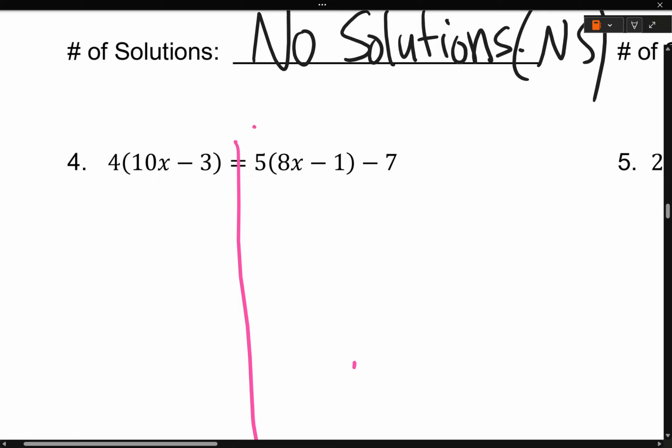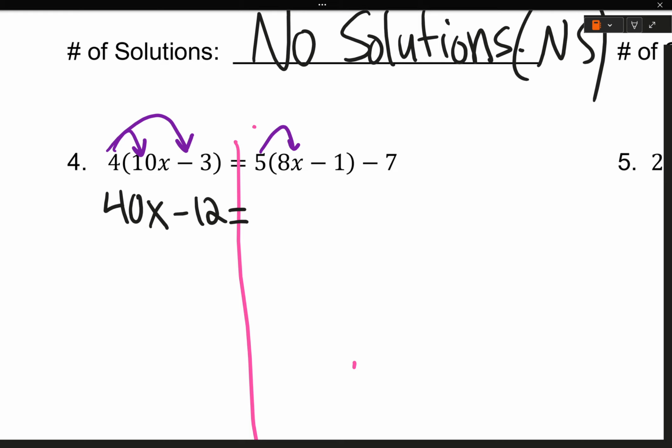Let's distribute. 4 times 10x is 40x. 4 times -3 is -12. 5 times 8x is 40x. 5 times -1 is -5. And then I bring down the -7.